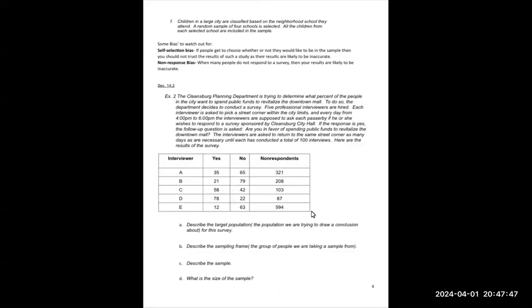All right, then they said children in a large city are classified based on the neighborhood school they attend. A random sample of 4 schools is selected, and all the children from each of the selected schools are included in the sample. This is cluster sampling.